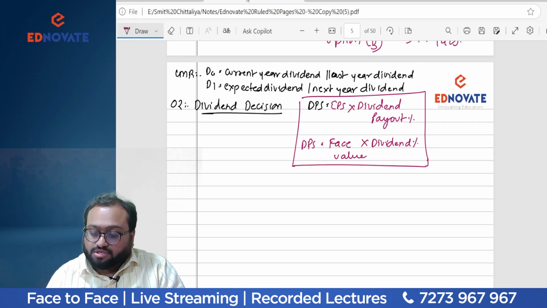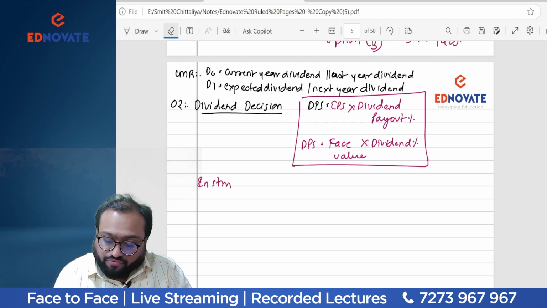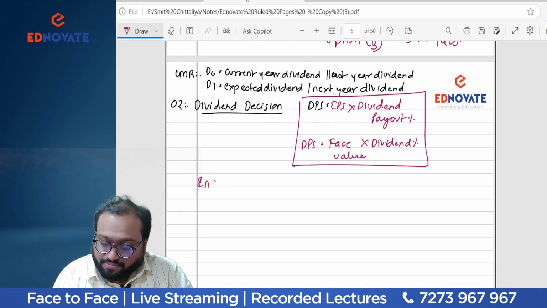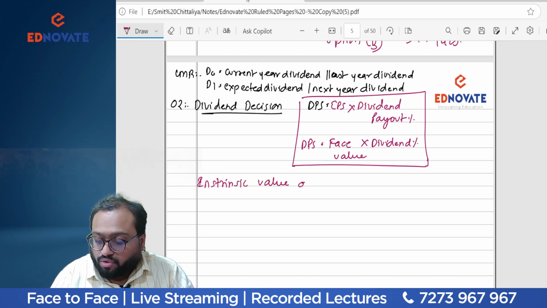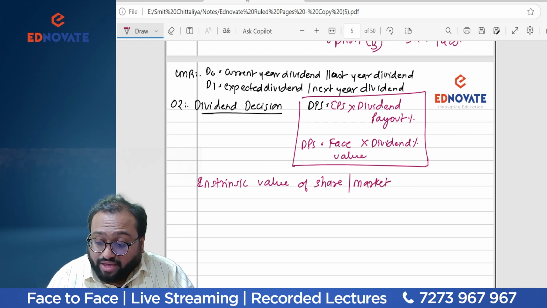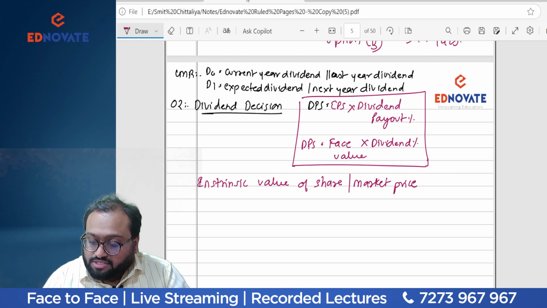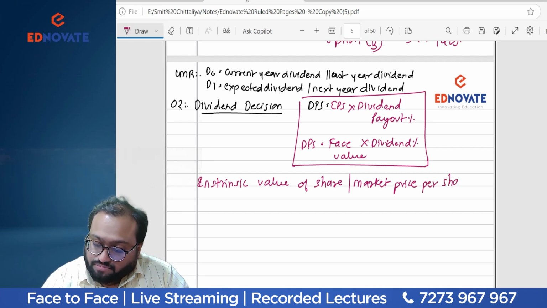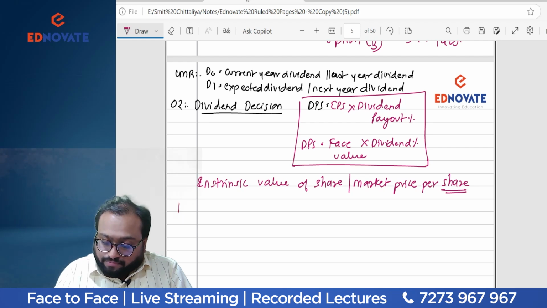Now we need to find out the intrinsic value of the share. Intrinsic value of share is the market price. Am I right? The fair market price, the true market price is known as intrinsic value per share. Am I right, boys and girls? Now, how do you find it? The formula as per Gordon's model is P0 is equal to D1 upon KE minus G.